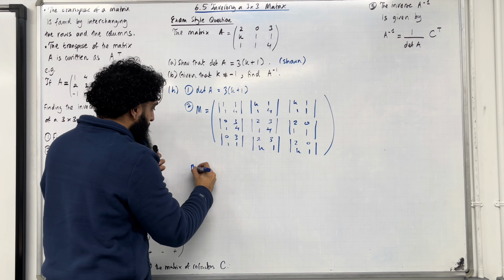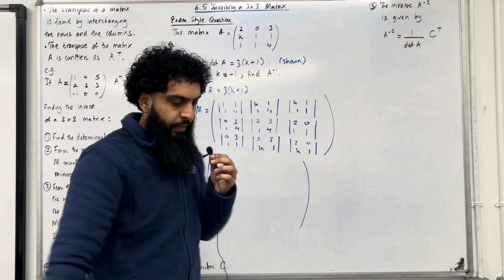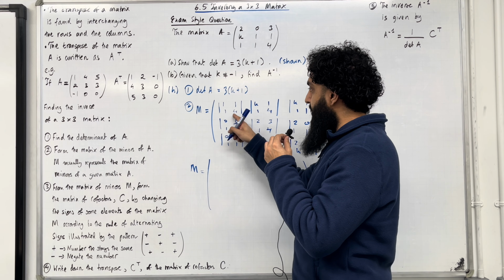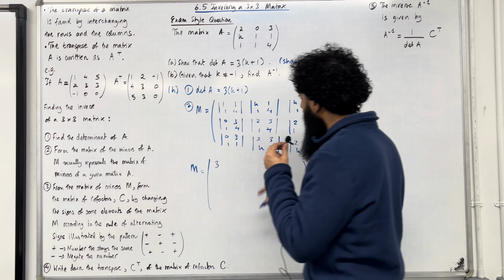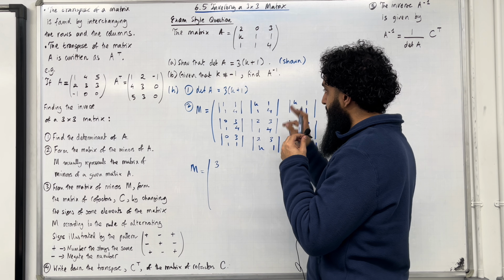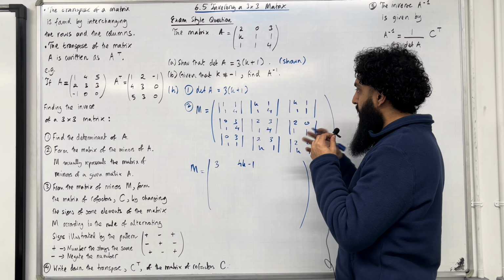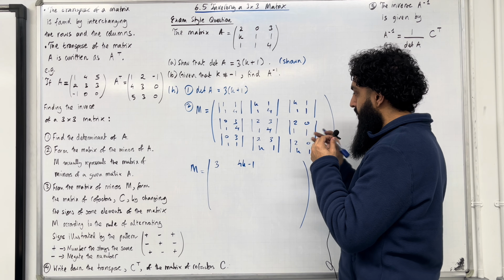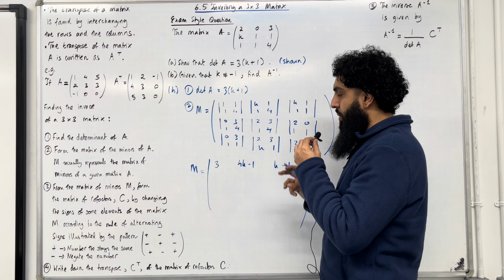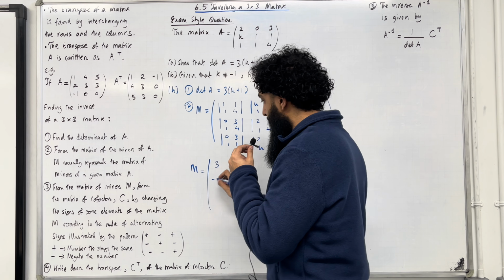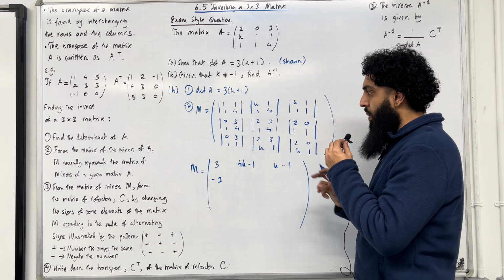So M is equal to, I can work out each of these determinants. Over here I've got 1 times 4 is 4, take away 1 times 1 is 1, so 4 take away 1, 3. K times 4 is 4k, minus 1 times 1 is 1, so 4k minus 1. K times 1 is k, take away 1 times 1 which is 1, so k minus 1. 0 times 4 is 0, take away 3 times 1 which is 3, so negative 3.